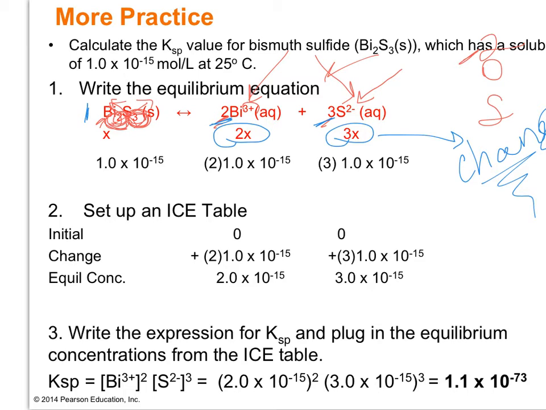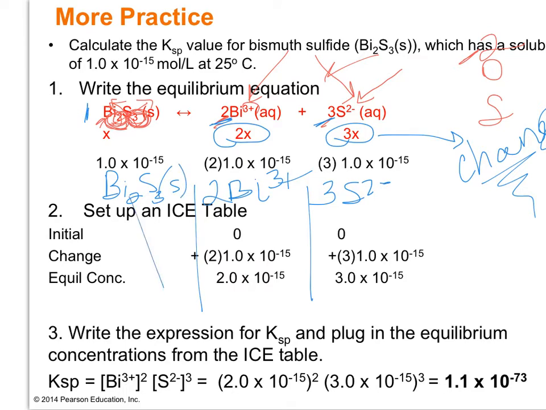I noticed that it looks like I forgot to write the amounts here. So let's see. This would be bismuth above this column, and this would be sulfide above this column. And of course the bismuth sulfide, because it's a solid, you don't even really have to show it in the ice table, but if you do, there's just a big X.